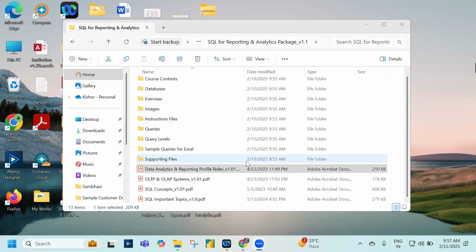Done? Right, learning this SQL, do I need to come from a technical background? Absolutely no. Anyone can write SQL queries.